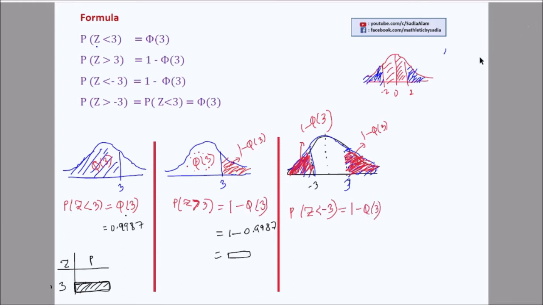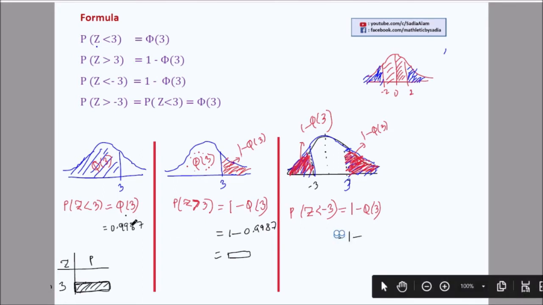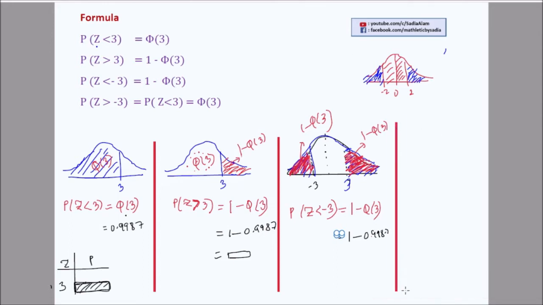Then you can just substitute the value. Phi of 3, we know the value for phi of 3, right? 0.9987. Suppose you need, sorry, this is minus 3. Suppose you need this area.